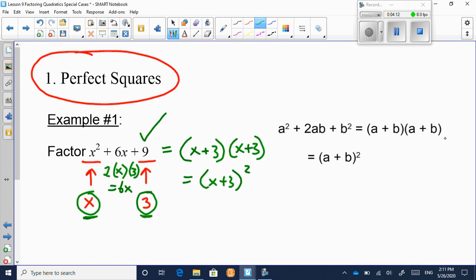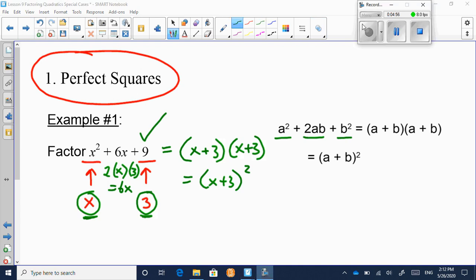So what I'm showing you here is in letters what I've just shown you with numbers. Notice that the first term is a squared. The last term is b squared, and I'm just using those to represent letters or numbers. The middle term is just 2 times a, which remember is the square root of a squared, and times b, and b is the square root of b squared, and you get a plus b, or a plus b squared. Okay, I know that seems like a lot, but let's try another one, and I think you'll see what I mean.